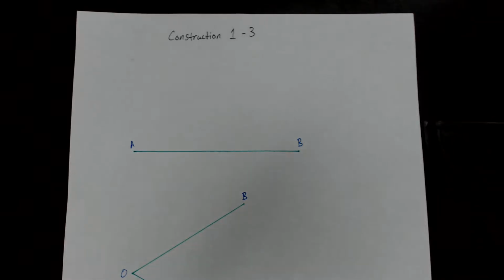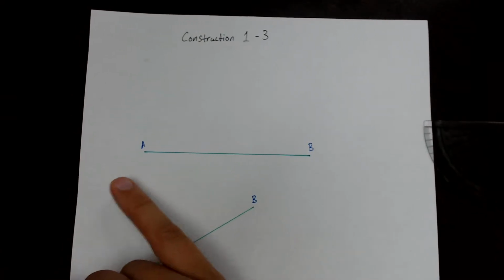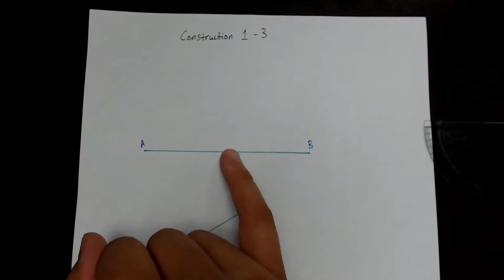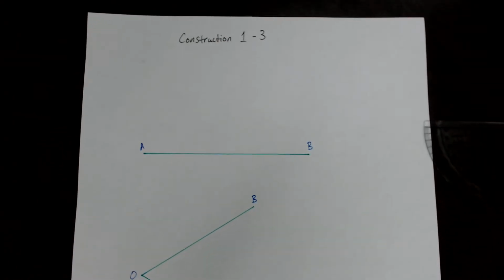Geometry constructions 1 through 3. So these constructions are to construct a perpendicular bisector of a given line segment. So for line AB, we'd have to bisect the line with a perpendicular line forming 90-degree angles to it.